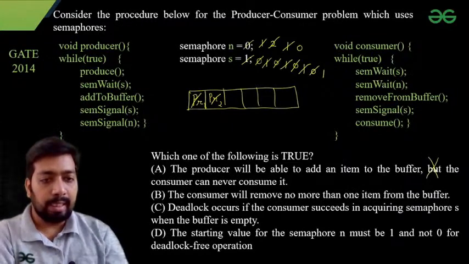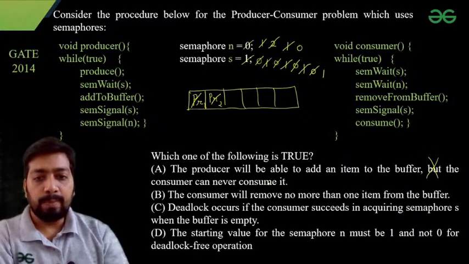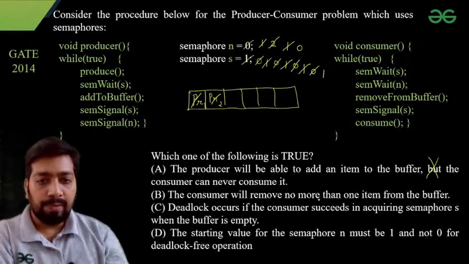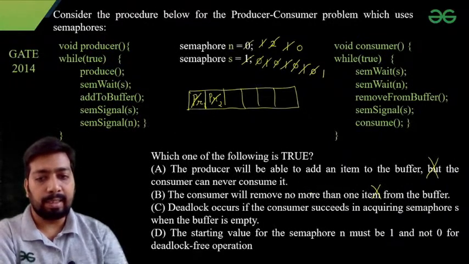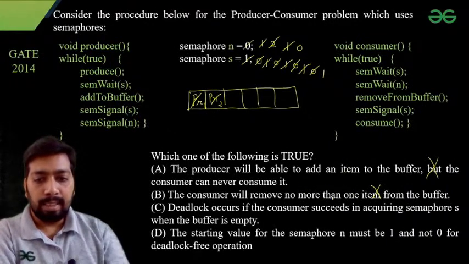That means the first option is incorrect. Consumer can never consume an item, it's incorrect. Or the consumer will remove no more than one item. We have seen the consumer can consume both of the items. So this is also incorrect. Fine. So two options are incorrect.